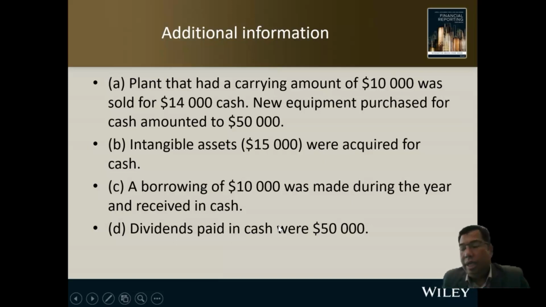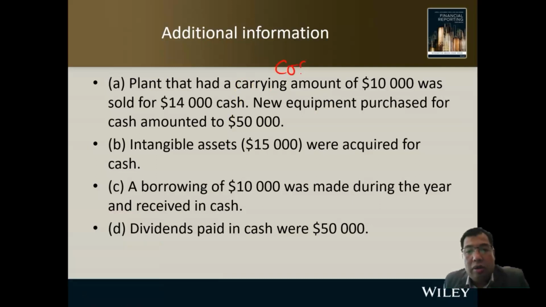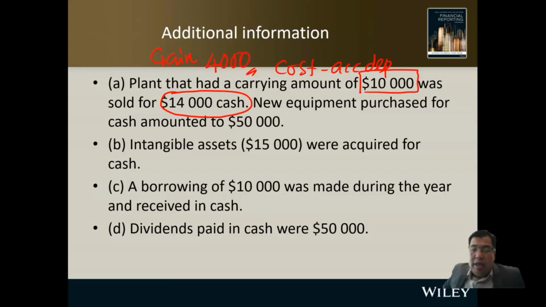So additional information given here is plant that had a carrying amount of 10,000 was sold for 14,000. The carrying amount, what is carrying amount? Carrying amount is the cost minus accumulated depreciation. So the carrying amount or net book value is 10,000, and then you sell it for cash 14,000. So this you make gain, am I right? Gain of 4,000.